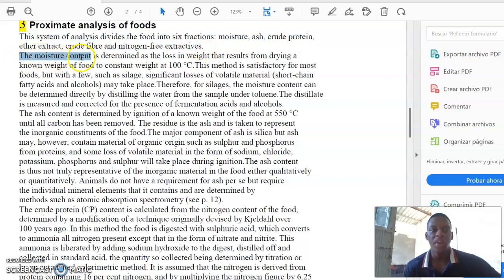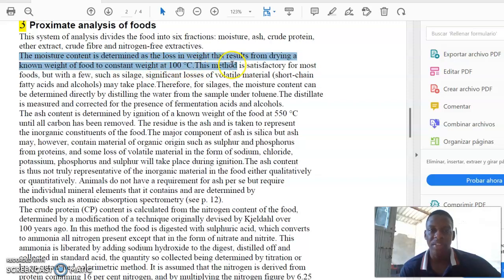The moisture content is determined as the loss in weight that results from drying a known weight of food to constant weight at 100 degrees.